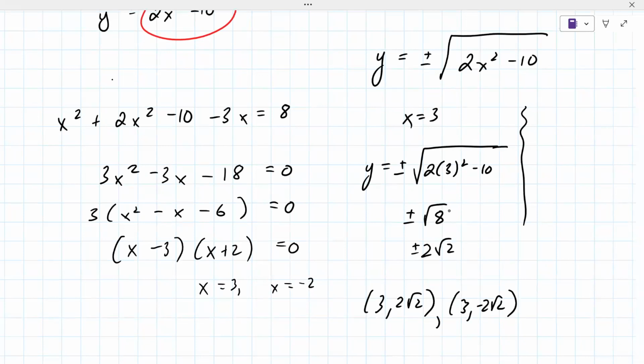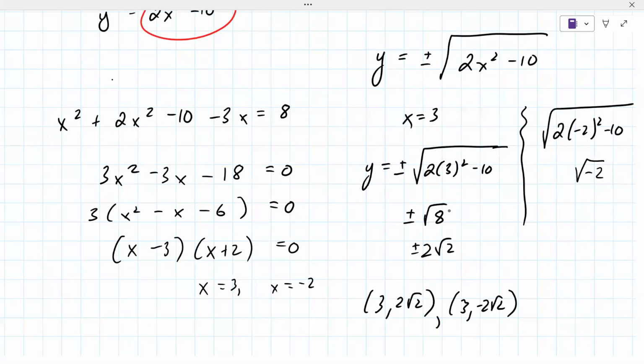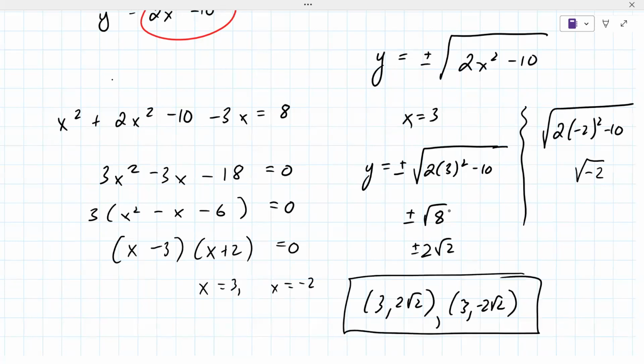And then for the other one, 2 times -2 squared minus 10. That one doesn't work because you end up getting the square root of -2. So there ends up not being any solutions to that. I know that was really fast, but that is the process. It's mostly substitution. Number 2 is an elimination problem. Same with number 4. We can certainly pick up there.